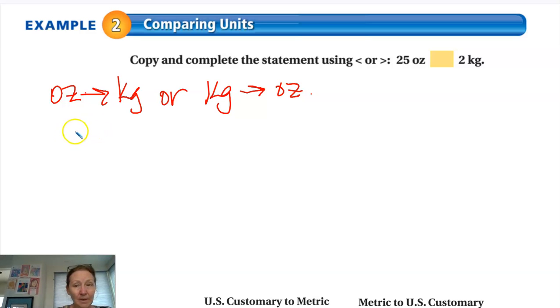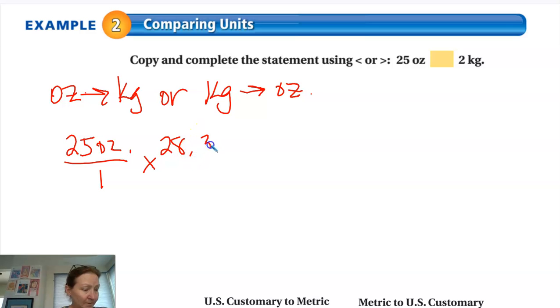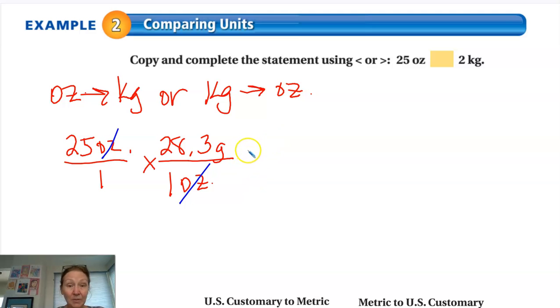So let's take 25 ounces and do a conversion factor of 28.3 grams for every 1 ounce. The ounces cancel out. That leaves me with 25 times 28.3. Now I'm going to add one more. This is kind of cool. I can multiply 3 sets of numbers, but again, when I'm using the calculator, I'm multiplying 2 at a time.